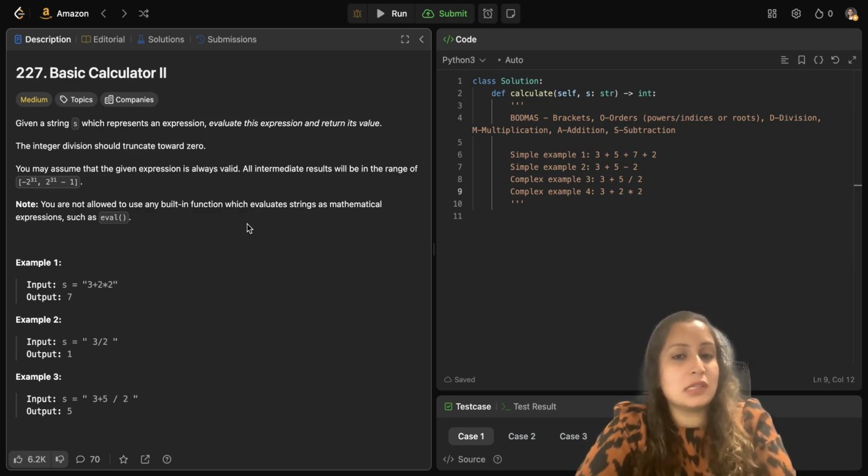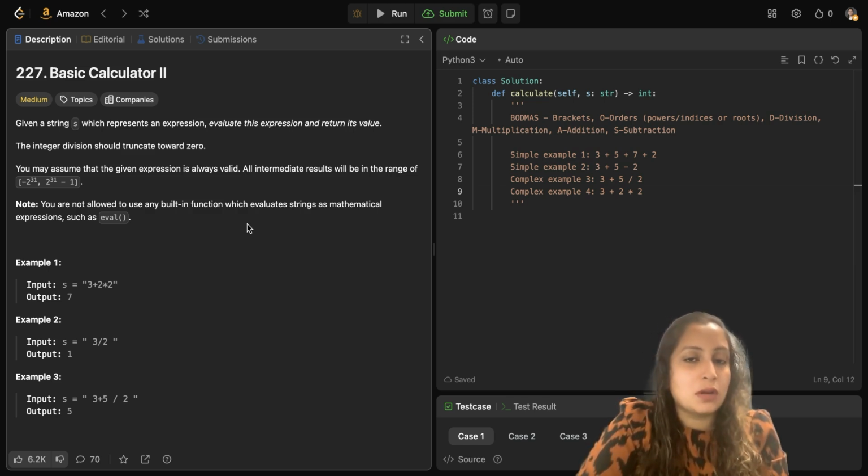Now, what does this question say? As a calculator works, you will be given a string expression which has either digits, mathematical operations, or spaces. Only these three things can be there. And the expression given to you is always valid. All intermediate results are in the range of minus 2 raised to power 31 to 2 raised to power 31 minus 1. You are not allowed to use any built-in functions that give you the results right away, for example, functions that evaluate strings as mathematical expressions, such as eval.